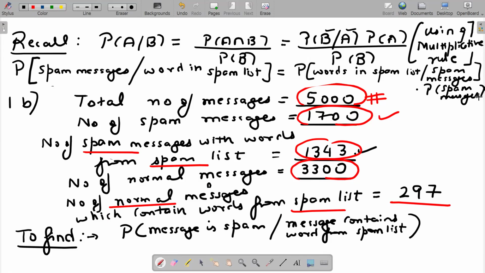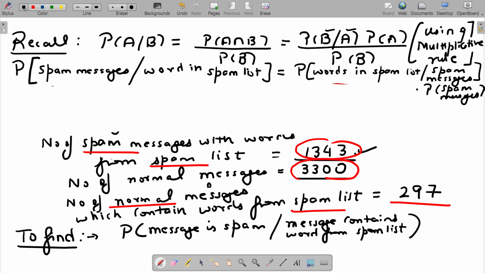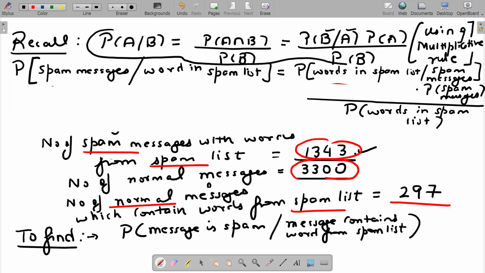whole divided by probability of words in the spam list. So what I have used, students, is this formula. I have applied it to A. A is my spam messages and B is my words in the spam list.